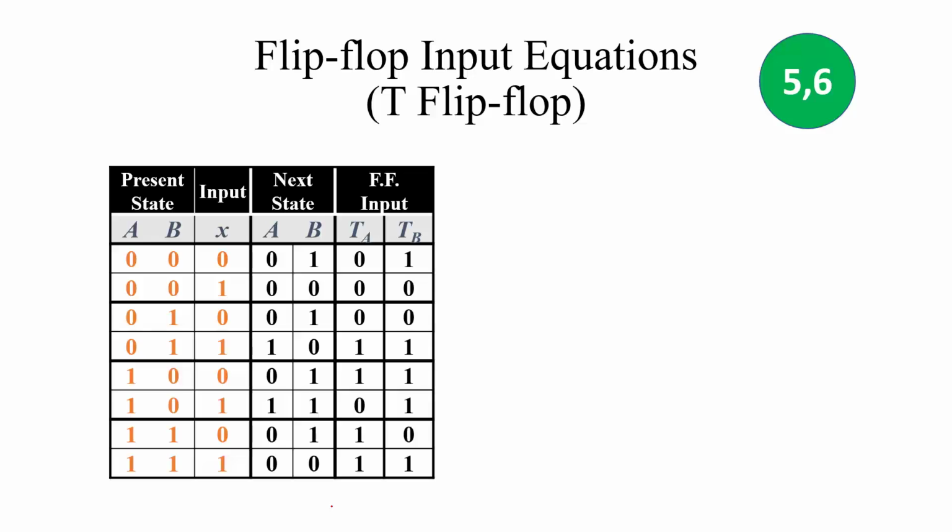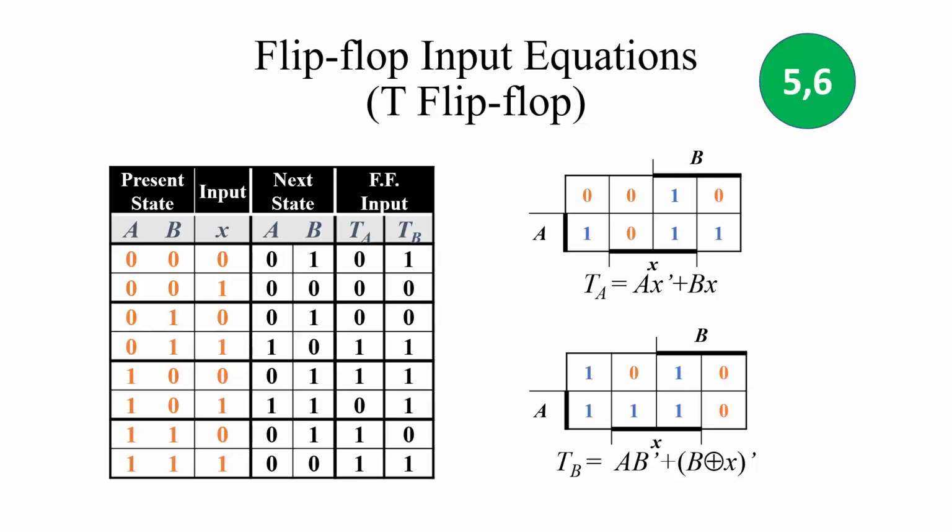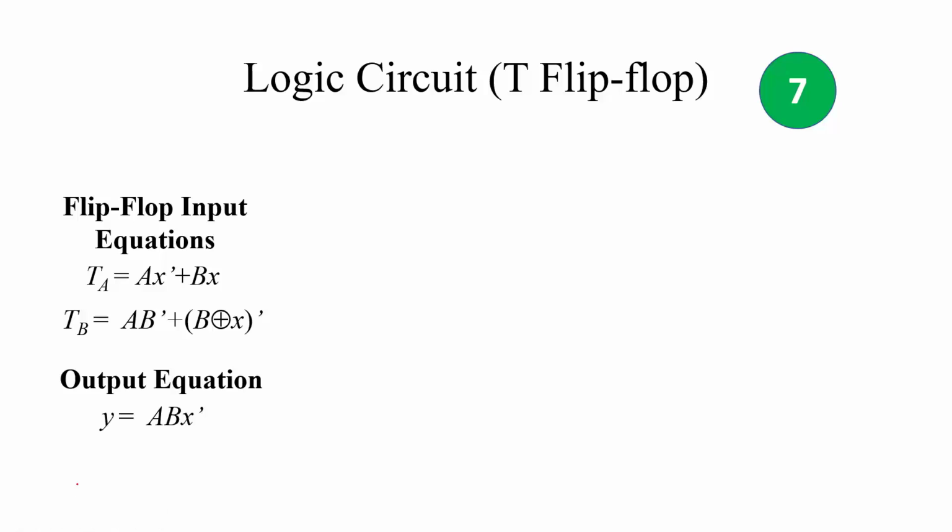After that, once we obtain the flip flop inputs for TA and TB, we can move to the implementation and deduce our boolean expressions for TA and TB from this state table. So similarly we will draw Karnaugh maps, and TA turns out to be AX prime or BX, and TB turns out to be AB prime or BX nor X. We have our flip-flop input equations and the output equation.